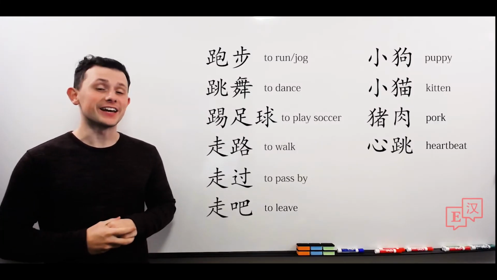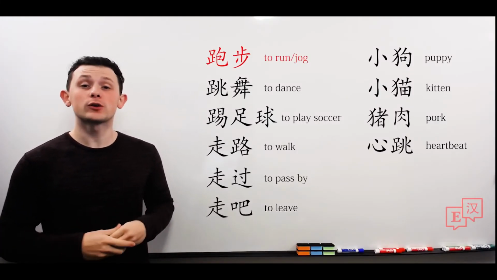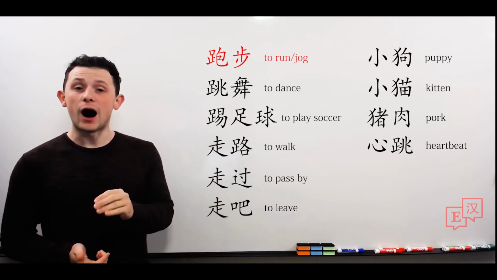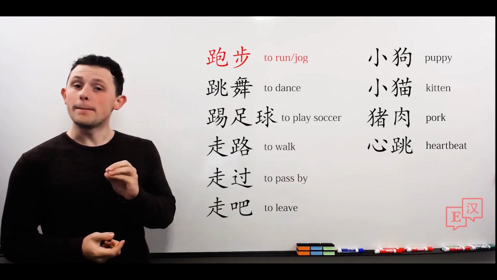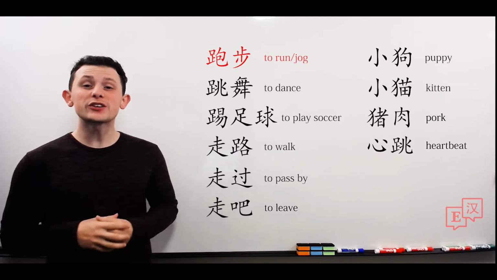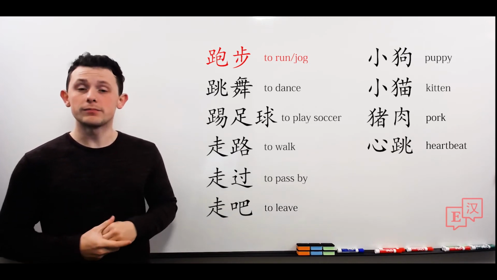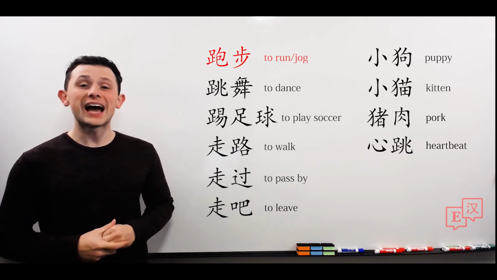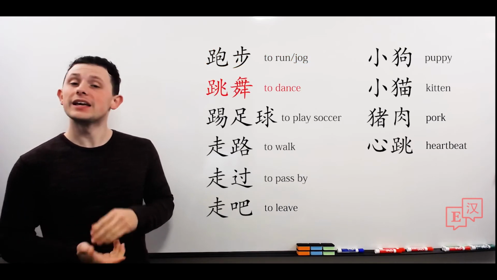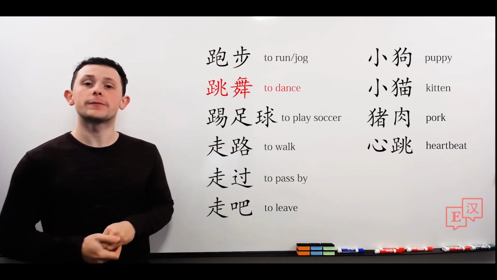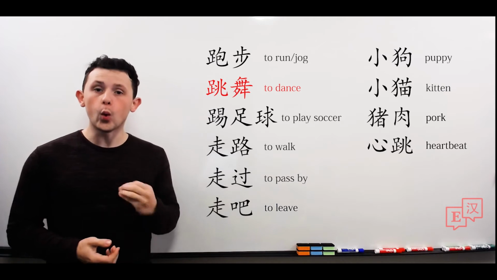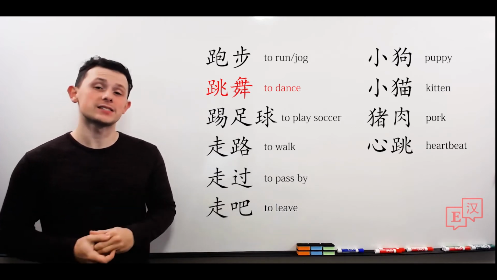Our first word for today is the word for jogging or running, pronounced pao bu. So literally to run a step, to run. Next we have the verb to dance. Tiao wu. Literally to jump a dance.